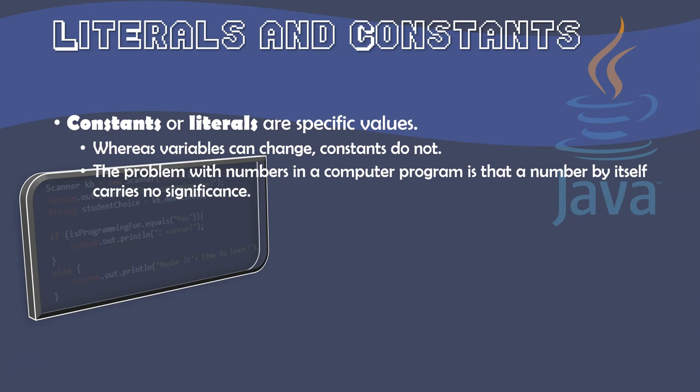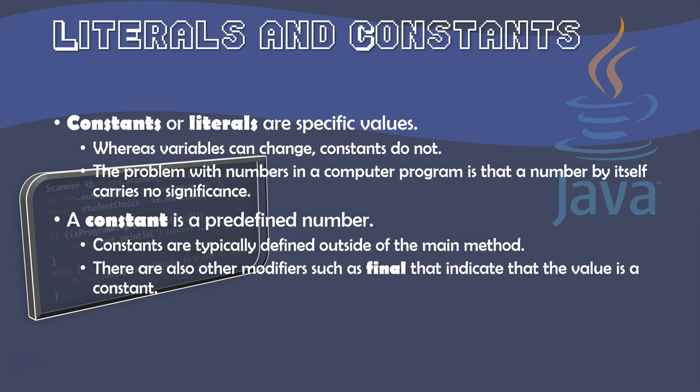Now, the biggest problem that we have with this is that when we look at numbers inside of a computer program, the number by itself doesn't necessarily carry any significance because a number is just a number. The program doesn't know what to do with it unless we tell it specifically what we want it to do. Therefore, when we start thinking about this, we want to think about a constant being a predefined number, so a number that's going to always have the same value.